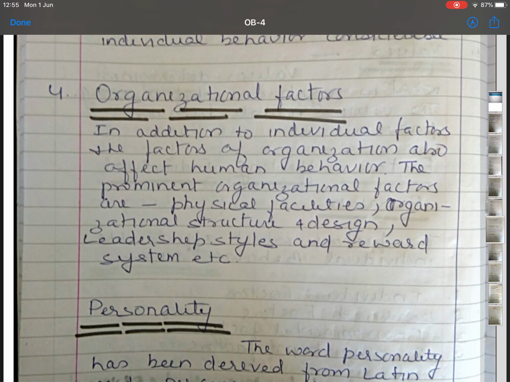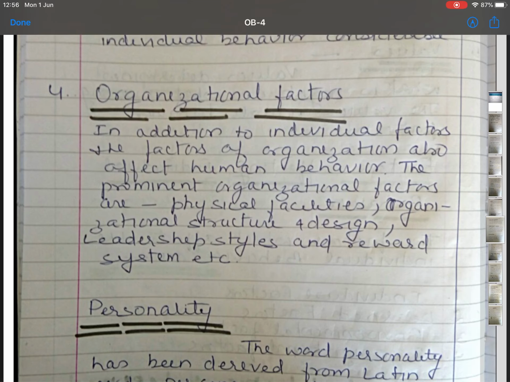So I've explained the causes of human individual behavior in organizations. First was individual, then learned, then environmental. Under environmental, economic, socio-political and legal factors were there. And the fourth was organizational. Under organizational, physical facilities, organizational structure, leadership styles and reward systems were there. So these are the factors which affect individual behavior in the organization.